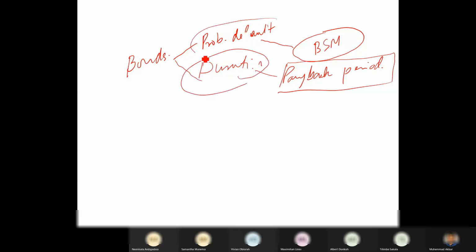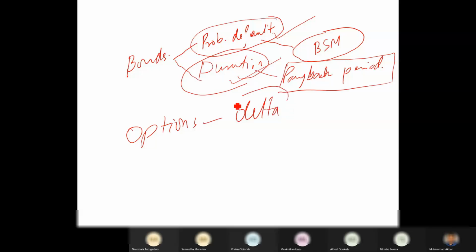So for bonds, we have two measures of risk. One is the probability of default, which we normally refer to in terms of credit rating, and the other is duration. For options, for example, we will have delta. If you read the article that I uploaded today, it talks about delta and gamma. So for options, the first measure of risk is delta and the second is gamma. We will talk about these in quite some detail later.